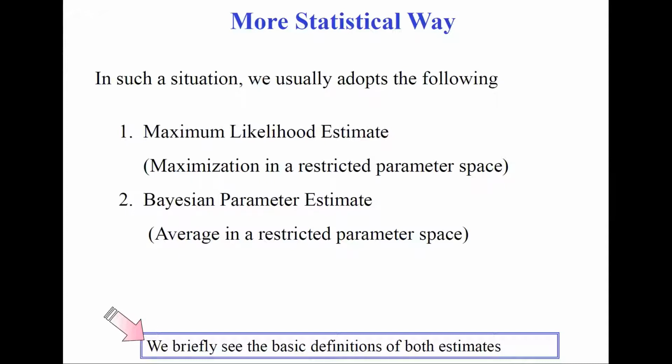The second one is the Bayesian estimate, or Bayes estimate. This is, in a sense, the average in a restricted parameter space with respect to the posterior distribution. Okay, we briefly see the two definitions.